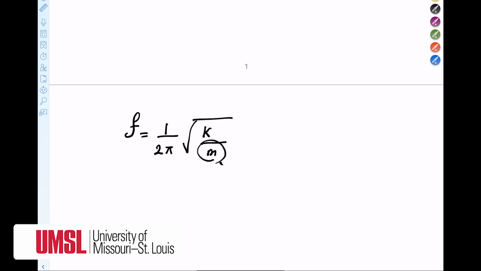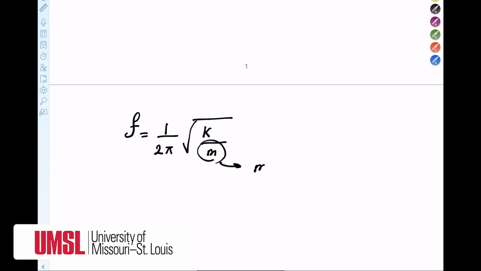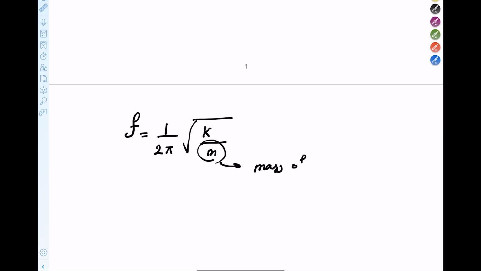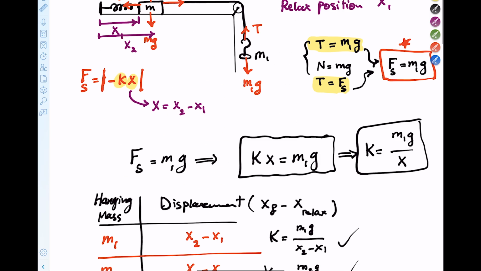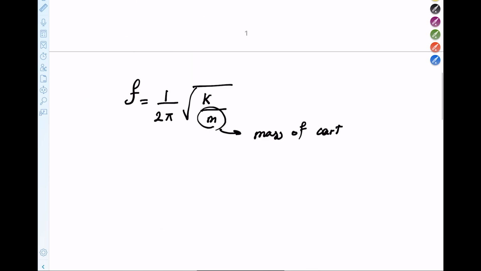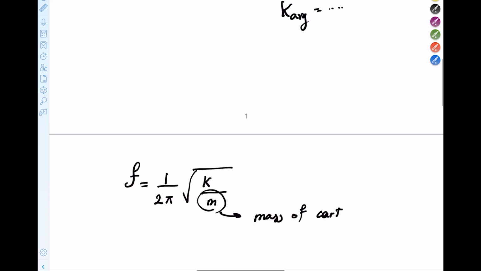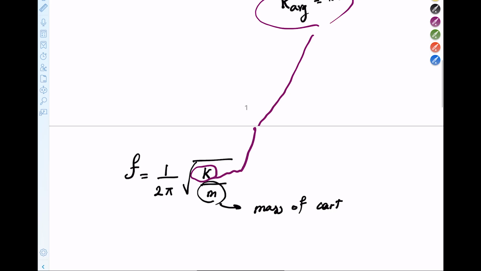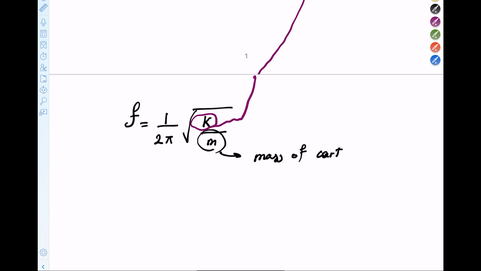This M is the mass of the cart, or mass of the box, mass of this object right here. K is that same K that you found here. This is the same K that we have here.